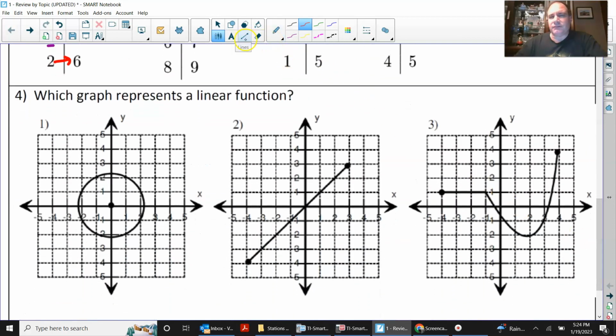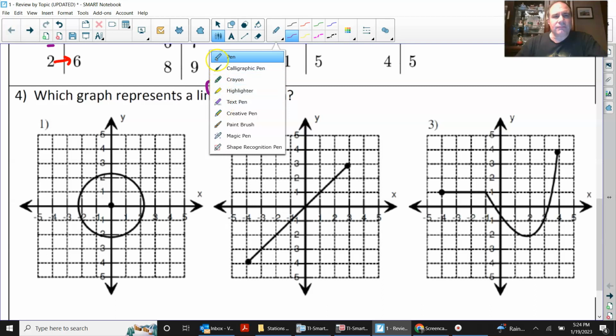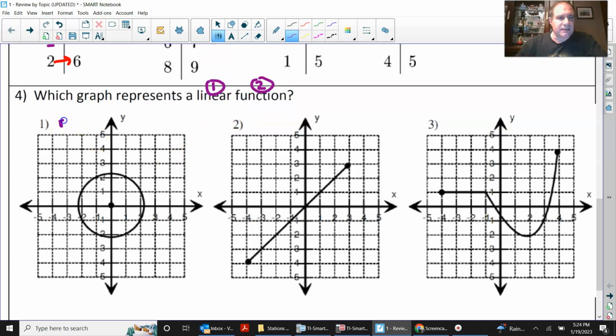So this one is a little bit tricky, but it asks you which graph represents a linear function. There's two things they're asking for here. Number one, linear. Number two, function. So I am just going to write down which ones I think are linear. This is nonlinear. And since they're looking for a linear function, this is out. This is linear. This is nonlinear. This is out. They're looking for a linear function.